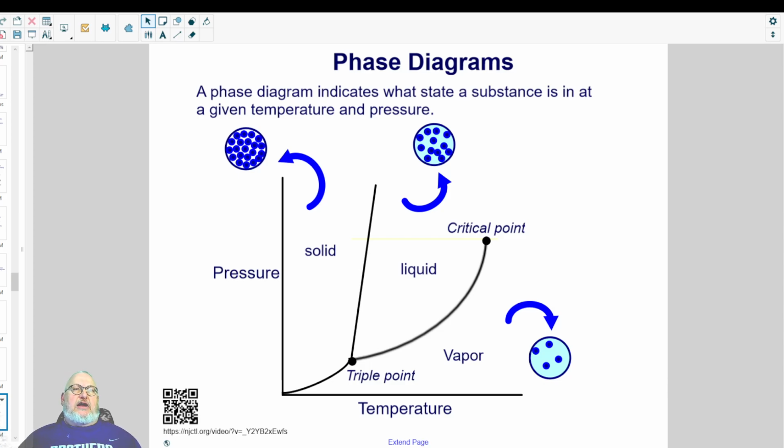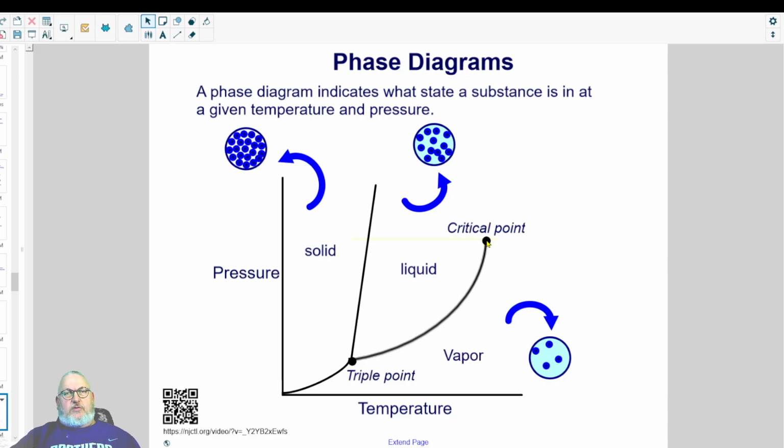So a phase diagram is a pressure versus temperature graph that will tell us what state a substance is in at a given temperature and pressure. So this little part right here, this is when it's a solid, depending upon the pressure and/or the temperature. This would be the liquid. This would be vapor. This is the triple point, and this is when the substance exists in all three states: a solid, liquid, and a gas.